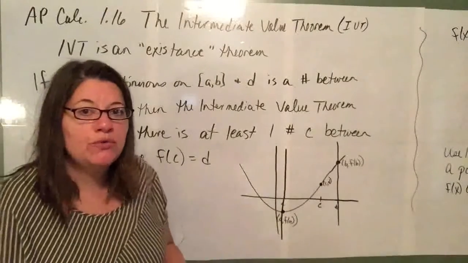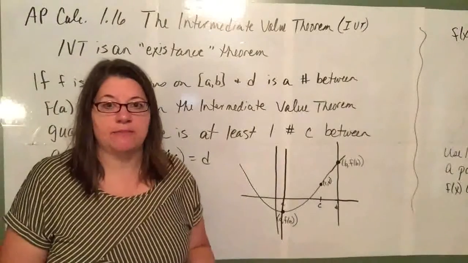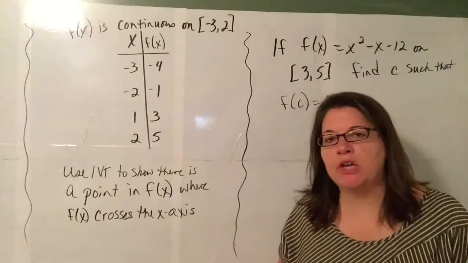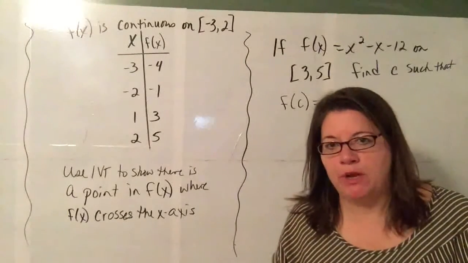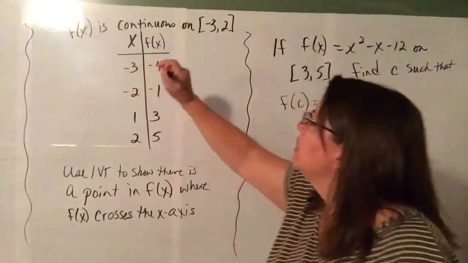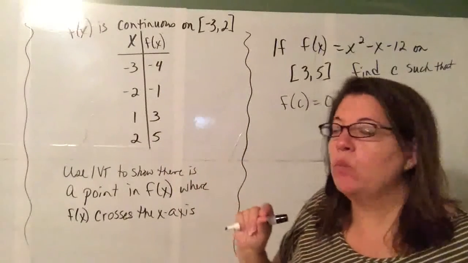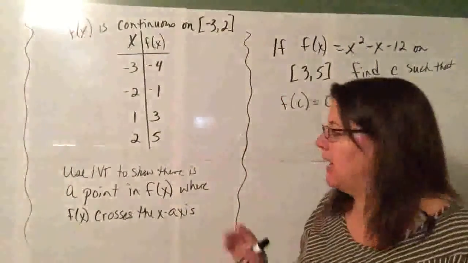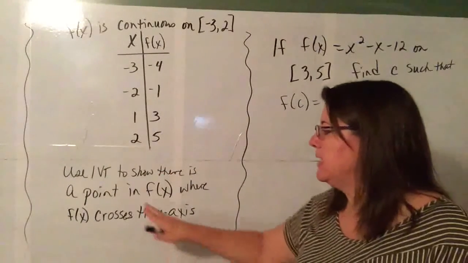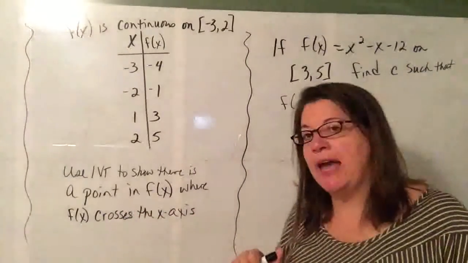So how do we use the Intermediate Value Theorem to solve problems or to show that something exists? Here I have two examples that are asking you to show or to find a value based on the Intermediate Value Theorem. In the first one, they tell you that f(x) is continuous on the interval [-3, 2], and then they give you a table of values on that function. Then they ask you to use the Intermediate Value Theorem to show that there is a point where f(x) crosses the x-axis.